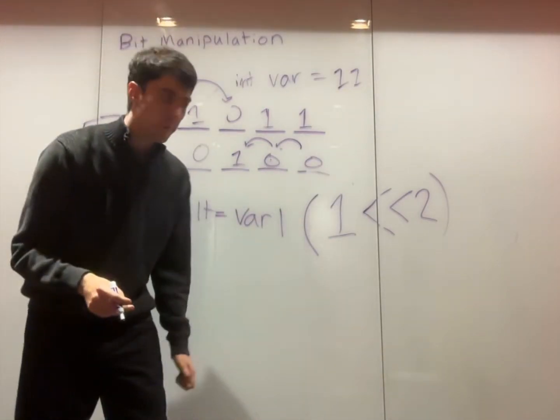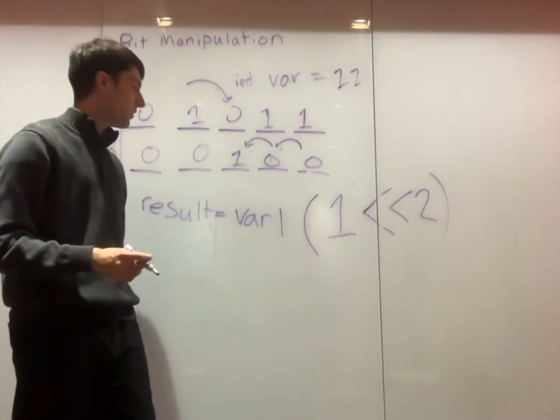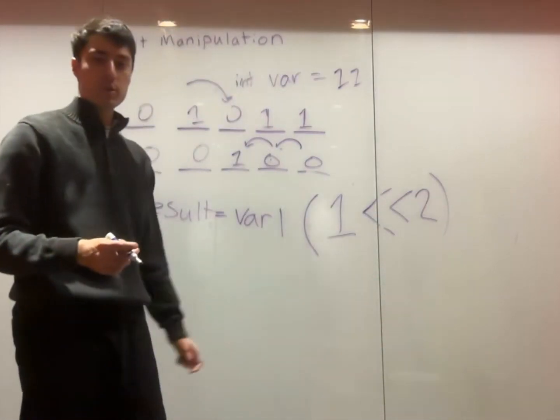That's how you can create a number which you can actually isolate something. There we go. You put a 1 and then shift over by how much you actually want.